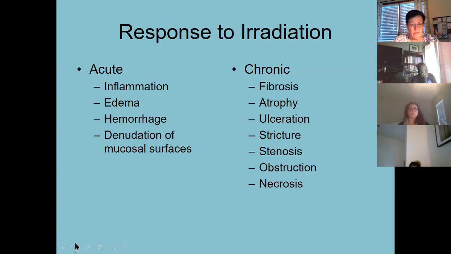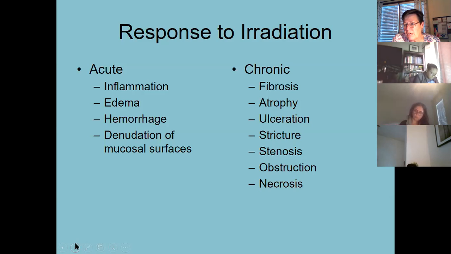So what are some of the general responses that we see when tissues and organs are irradiated? Well, here are some common ones. Acutely, and we know acute conditions have a rapid onset, severe symptoms. So an acute response would be inflammation, edema, hemorrhage, and denudation of the mucosal surfaces. And that simply means the cells are wiped out. So you're killing all the cells on the mucosal surfaces.